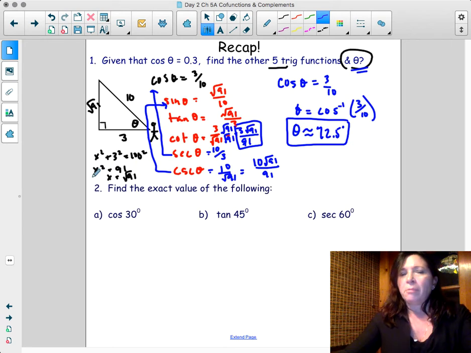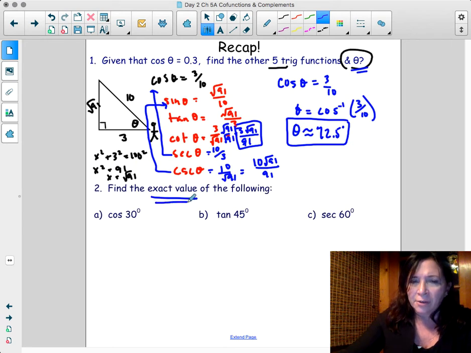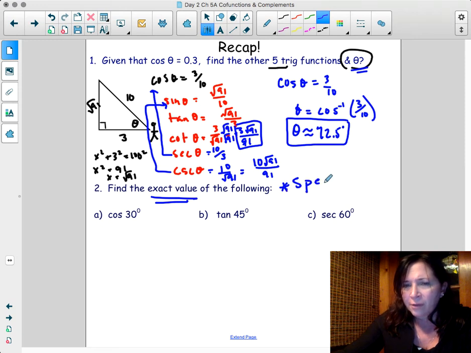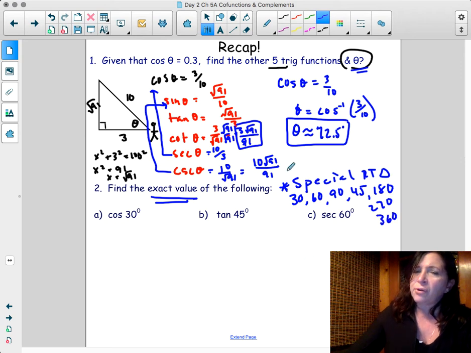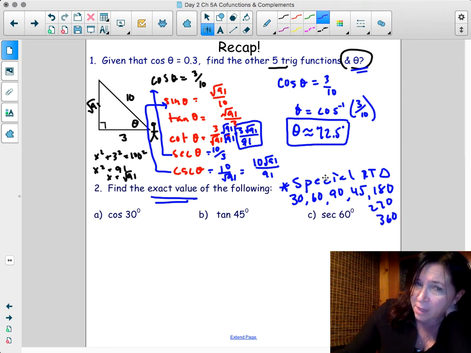The last 3 problems are to find the exact value. Remember, exact values are only used on special right triangles, including 90s. Okay, so like 30, 60, 90s, 45, 90s, 180, 270, 360, etc. Those are all going to give me an exact value.